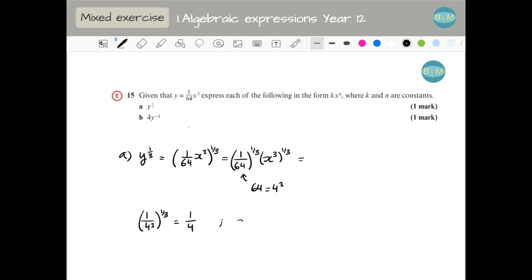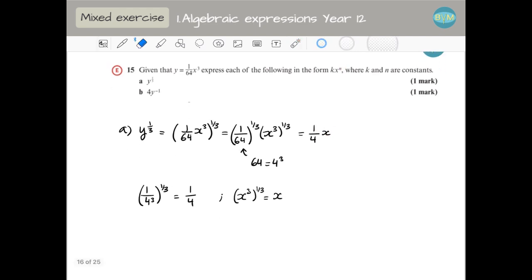And then the other part is x cubed to the power of 1/3. Again, if I multiply the exponents, I get 1. So it's x to the power of 1, or just x. So this is going to be 1/4 of x. That way I have a coefficient and then x to the power of something.